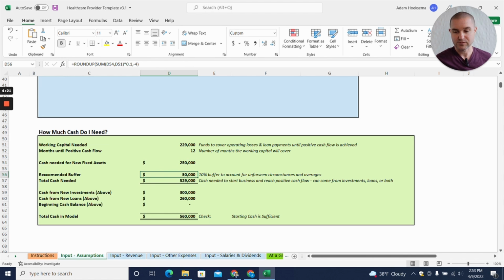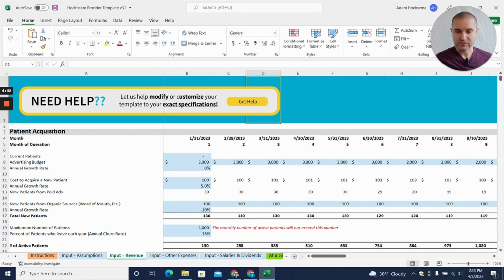And then we're also assuming you should have a $50,000 or 10% buffer as well. So based on that, we're saying that you need $529,000. You're in good shape. It says starting cash is sufficient because you've got $300,000 between you and your partners in terms of investment, as well as the $260,000 in loans. So let's jump into the input revenue tab here.